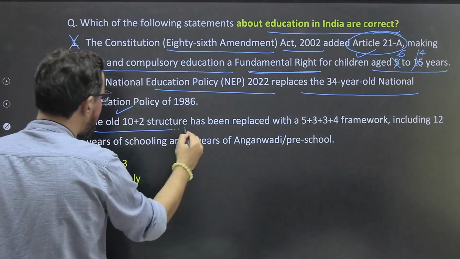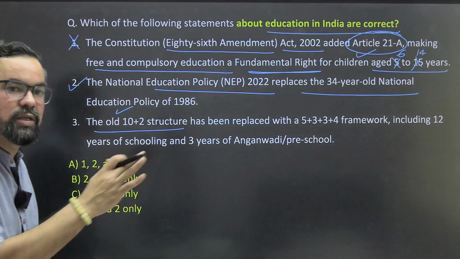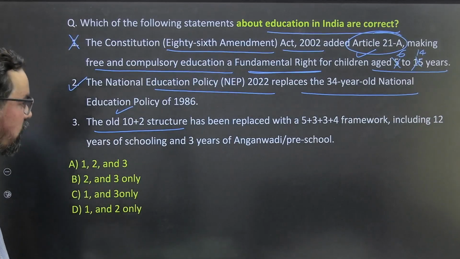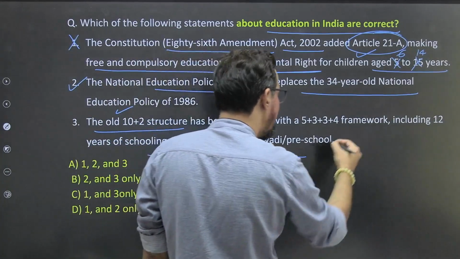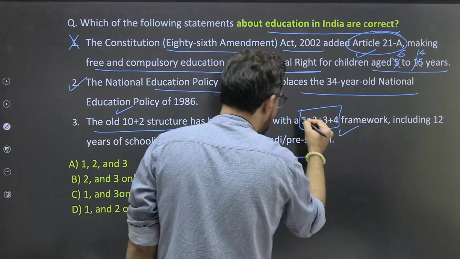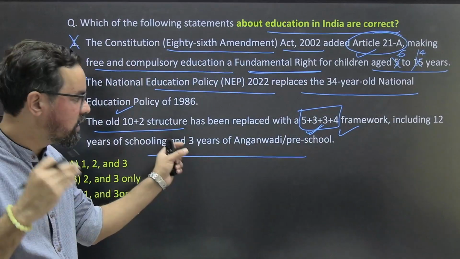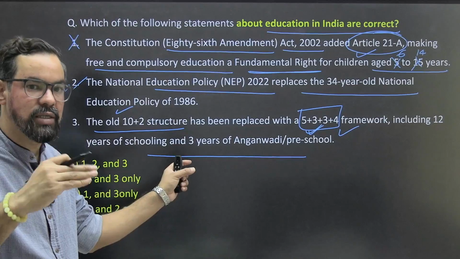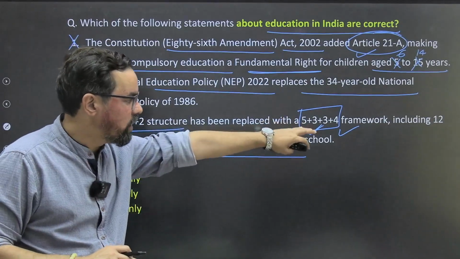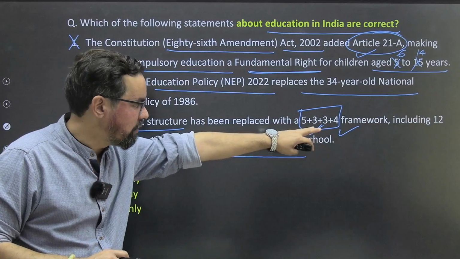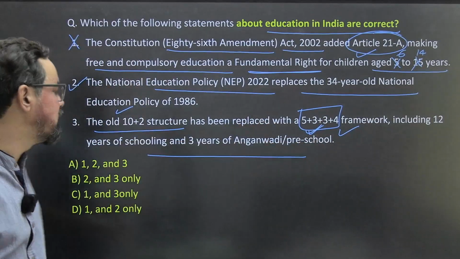The old 10 plus 2 structure has been replaced with a 5 plus 3 plus 3 plus 4 framework, including 12 years of schooling and 3 years of Anganwadi pre-school. So this is the new structure. Earlier it used to be 10 plus 2, now we have 5 plus 3 years, 5 to 8, 8th class, then 8 to 11. Meaning in this way 1 to 5, 5 to 8, 8 to 11. And there will also be pre-Anganwadi, 3 years of pre-Anganwadi and all, so that generally gets included in this.